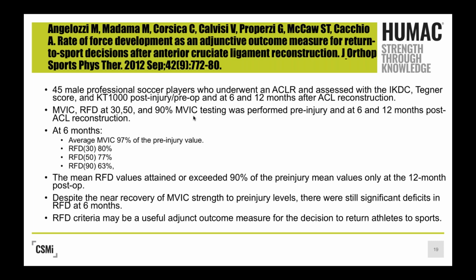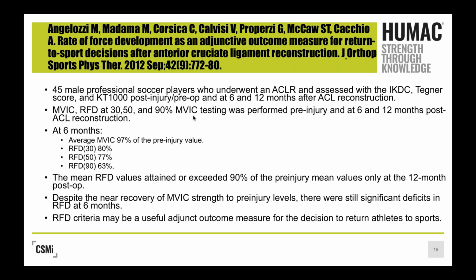The first study here was done by Angelozzi et al. And again, I apologize for butchering some of these names. They assessed their group of male professional soccer players as part of their preseason screening. Of those who tore their ACLs, they got tested again at 6 and 12 months post-op ACL reconstruction. They were testing isometrically the MVIC, but they also assessed the rate of force development to 30, 50, and 90% of the MVIC. They looked at how quickly they could hit that 30, 50, and 90% of that maximal contraction.